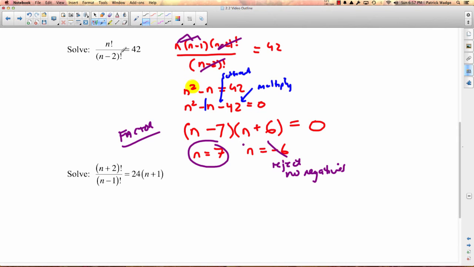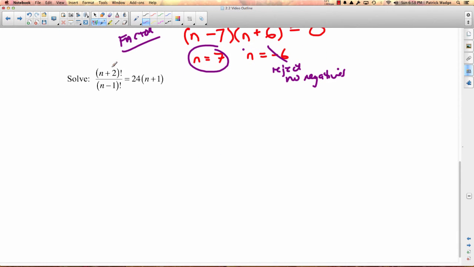And if you wanted to, you could try it. You'd have 7 factorial over 7 minus 2, which is 5 factorial. And if we were to quickly do that, you'd have 7 times 6 times 5 factorial over 5 factorial. The 5 factorials cancel. You get 7 times 6 is 42. Absolutely works. Okay. Last one.